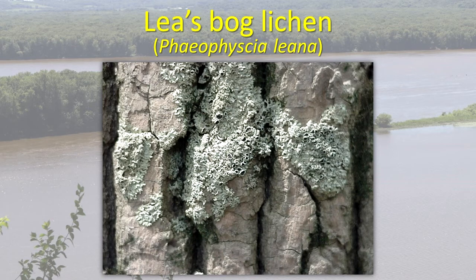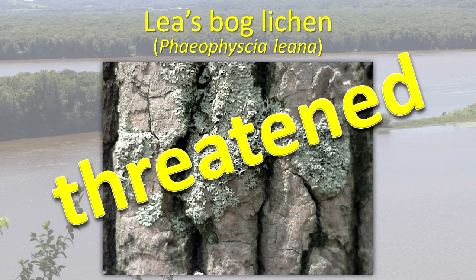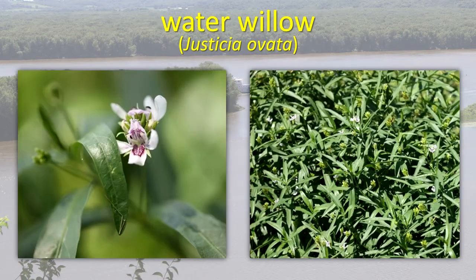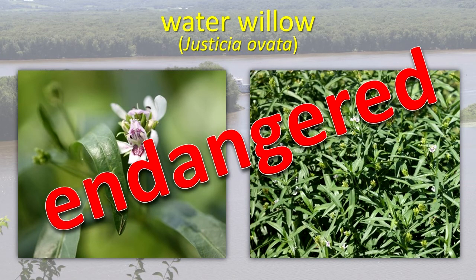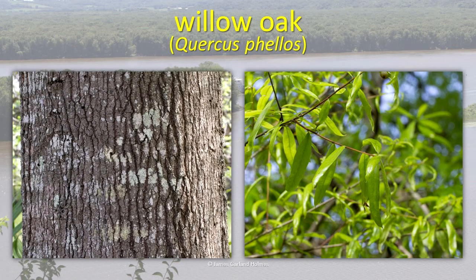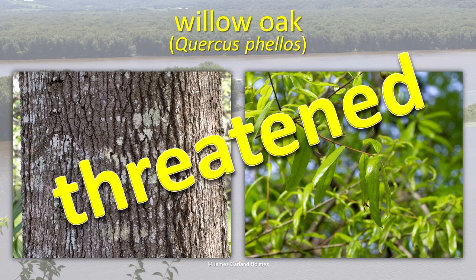Leah's bog lichen is found on tree trunks below the spring high water mark. It is threatened mostly because of the levees, locks, and dams that prevent many areas around the rivers from flooding naturally. The water willow species is endangered in Illinois. It grows at the southern tip of the state in swamps and floodplain forests. Another species in these extreme southern floodplains is willow oak. These trees can grow to be over 80 feet tall and are threatened in Illinois.